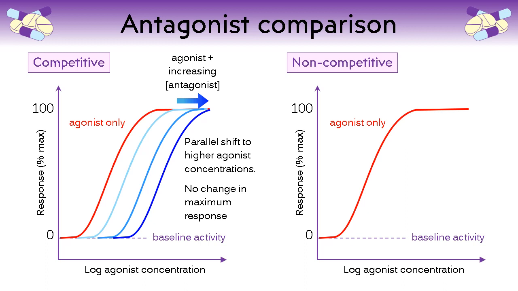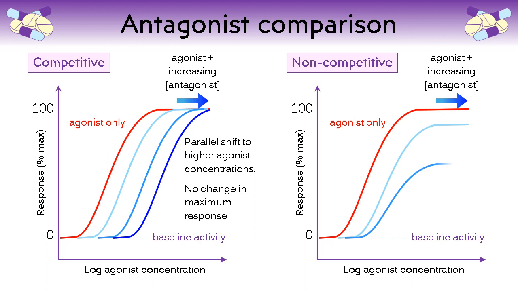Non-competitive antagonists affect the agonist concentration response curve differently. When the agonist is tested in the presence of increasing concentrations of the antagonist, there is increasing loss of receptor response. The slope of the relationship becomes shallower and the maximum response is suppressed. That is because the two drugs bind at different sites, so the block is independent of the agonist concentration.